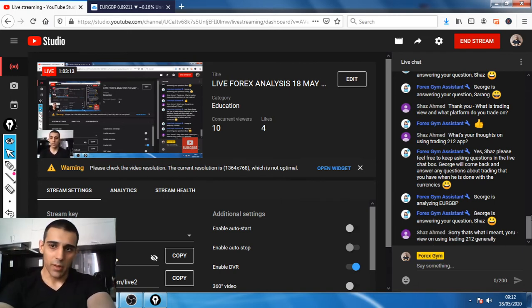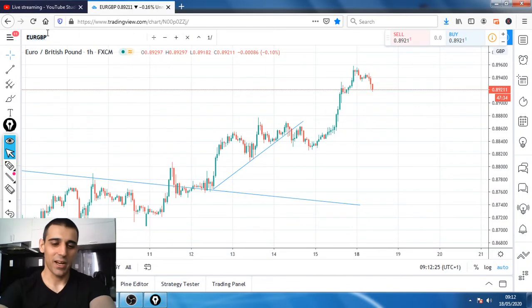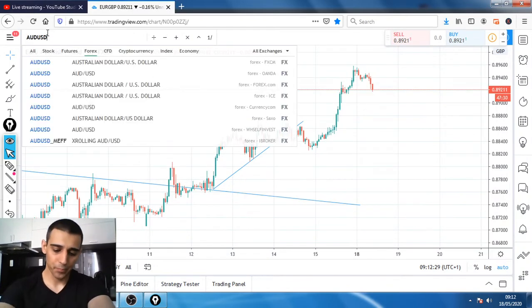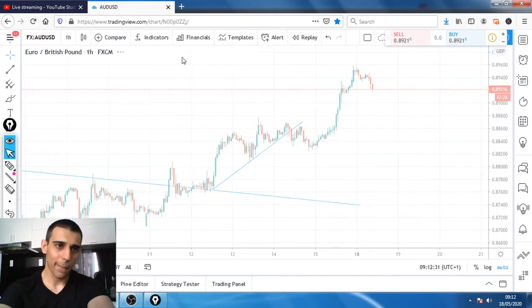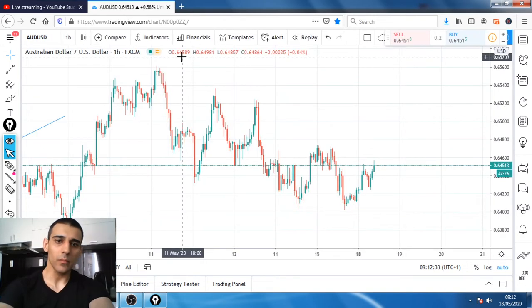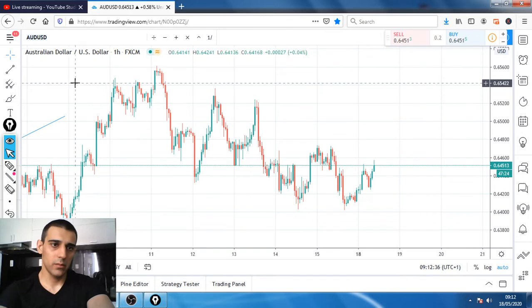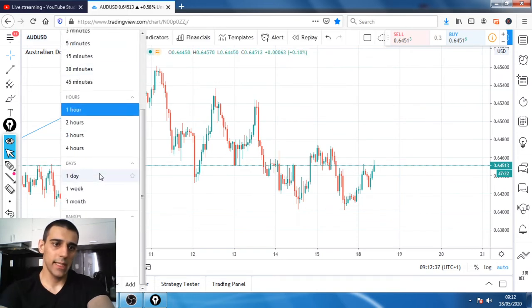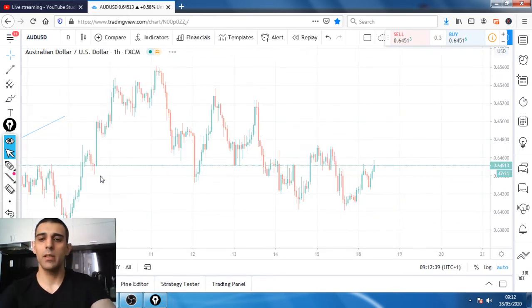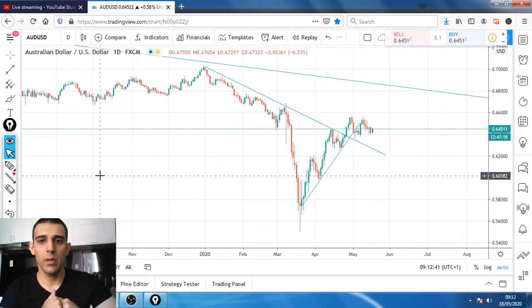Yeah, so I'm going to jump into, damn it, my memory. Okay, Australian dollar against USD. So I'm going to analyze this AUDUSD. Okay, let's go to the daily time frame. Let's see what we have on this one.